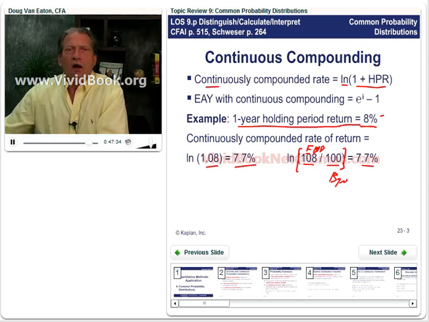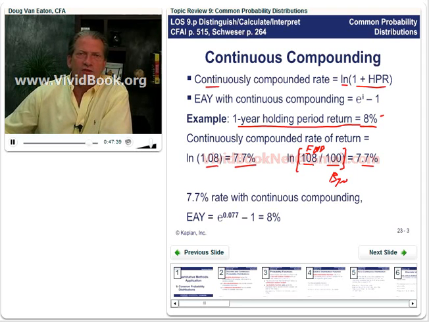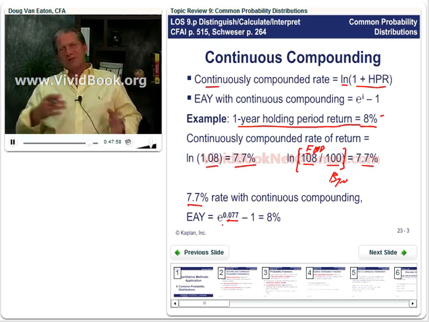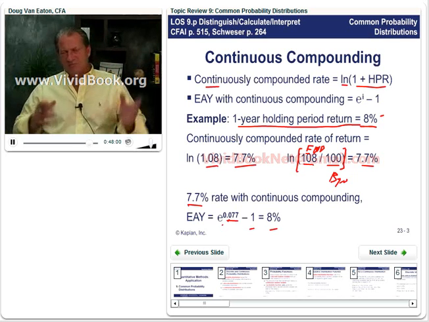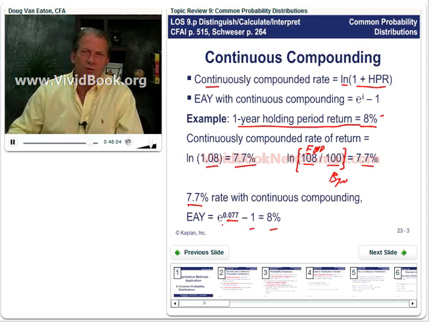So let's go the other way now. You're given a stated annual rate of 7.7%. What is the effective annual yield with that rate and continuous compounding? So we take e to the 0.077 minus 1, and that gets us to 8%. So that logarithm and that e are inverse functions of each other. They undo each other, if you will.